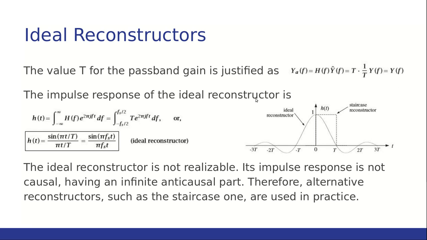The impulse response of an ideal reconstructor can be found using the Fourier transform. So on simplification gives us this. In general, ideal reconstructors are not realizable because the impulse response of an ideal reconstructor is not causal. Therefore, we use alternate reconstructors such as the staircase one. So this is the h of t for the ideal reconstructor.